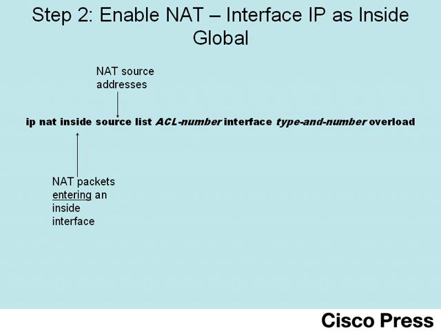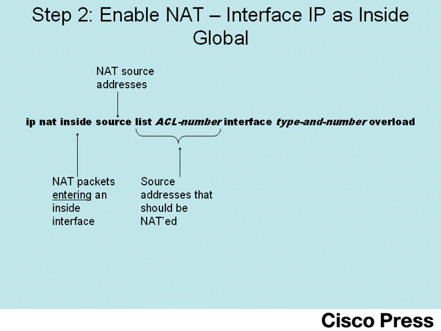Now the NAT function can be restricted to a subset of hosts that are inside hosts. So the list ACL number parameter says these are the specific hosts. Now in most implementations, typically this access list will match all inside hosts, but it doesn't have to. In our case, we will have an access list that matches all of the IP addresses in Class B network 172.22, in other words, all the inside hosts.